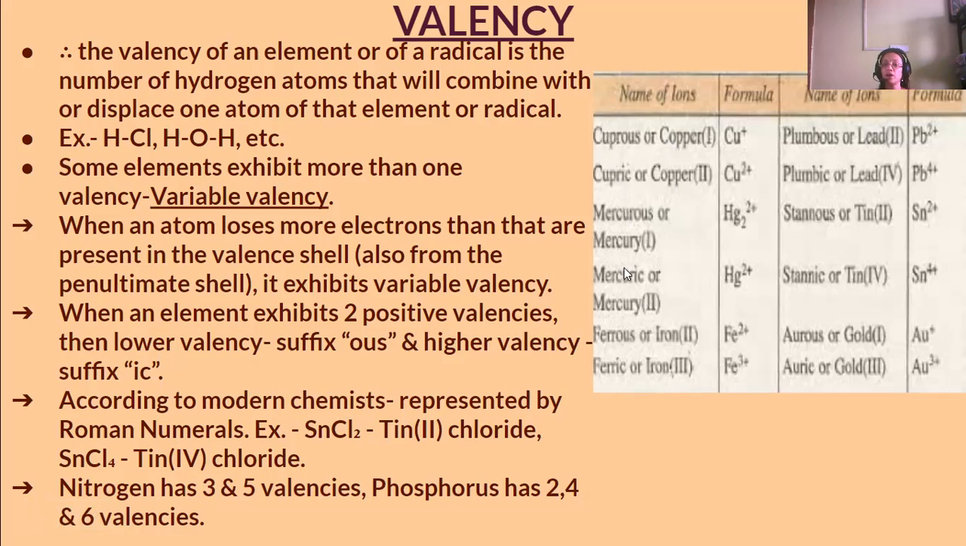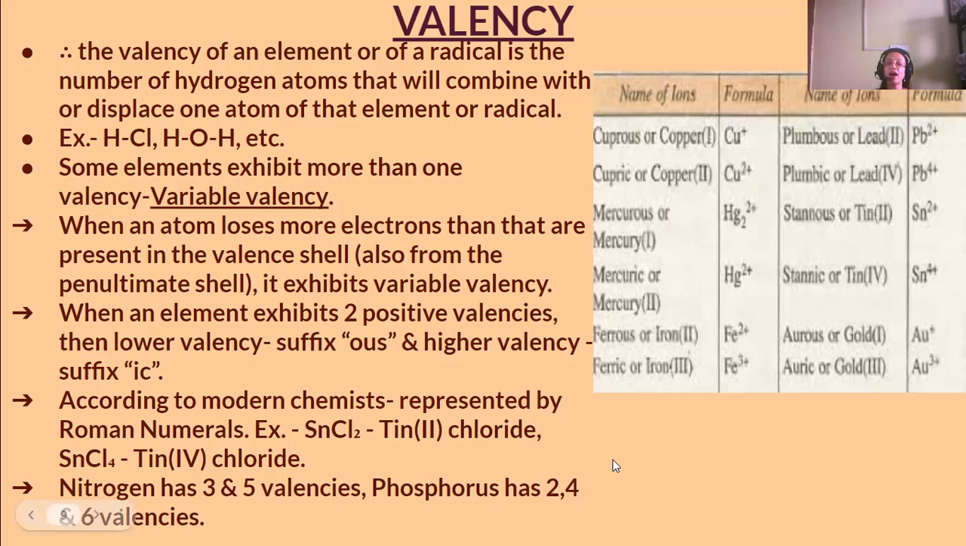From the table you can see cuprous and then cupric, or copper I, then copper II; mercurous, mercuric, mercury I, mercury II. Then ferrous, ferric, iron II, iron III. Then plumbous, plumbic, lead II, lead IV. Stannous, stannic, tin II, tin IV. Aurous, auric, gold I, gold III. Like that, the higher valency has -ic as a suffix, and the lower valency has -ous as a suffix. This was done previously, but now according to the modern chemists, they write it in this Roman numeral way.